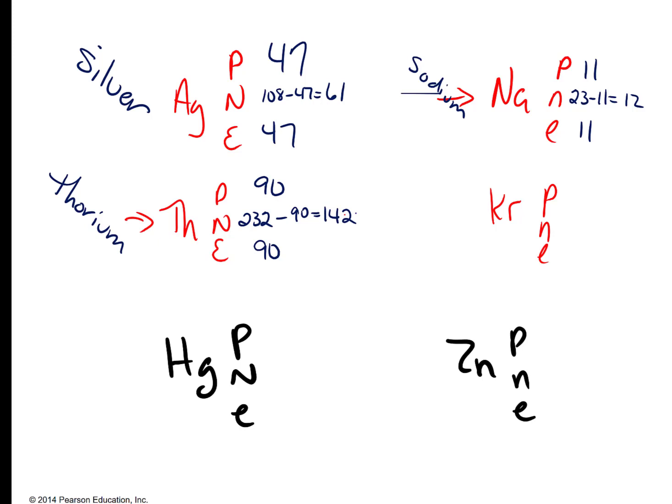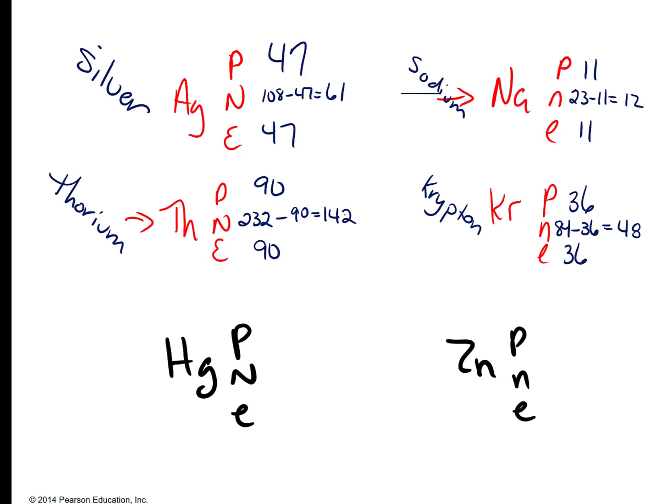Krypton, which really does exist, much to Superman's sadness. Where is it? 36. So that's how many protons? 36. How many electrons? 36. How many neutrons? 84 minus 36 is 48. 48. It's an 8. It doesn't look like an 8, sorry. There.